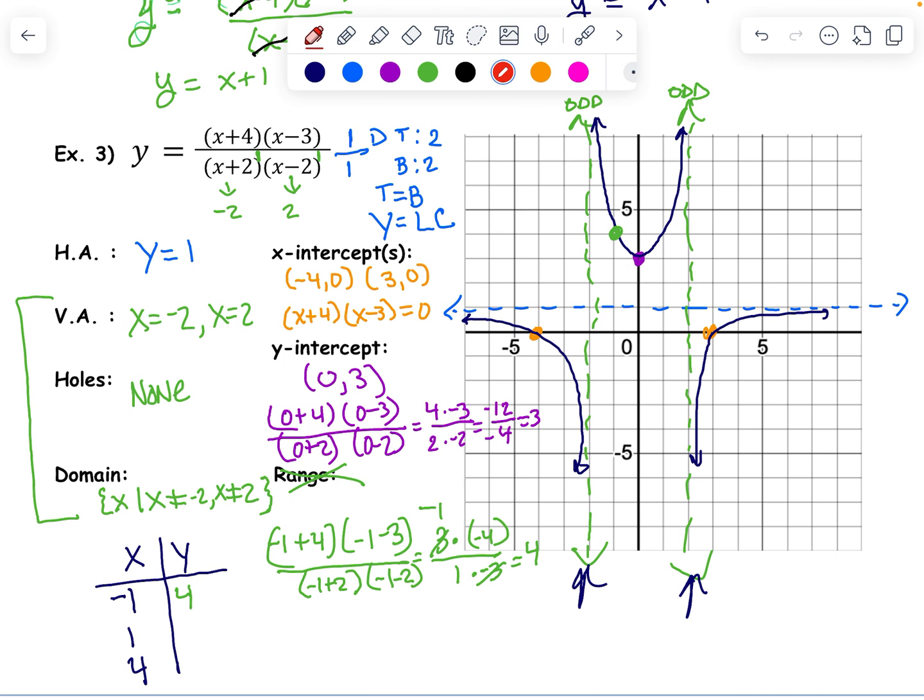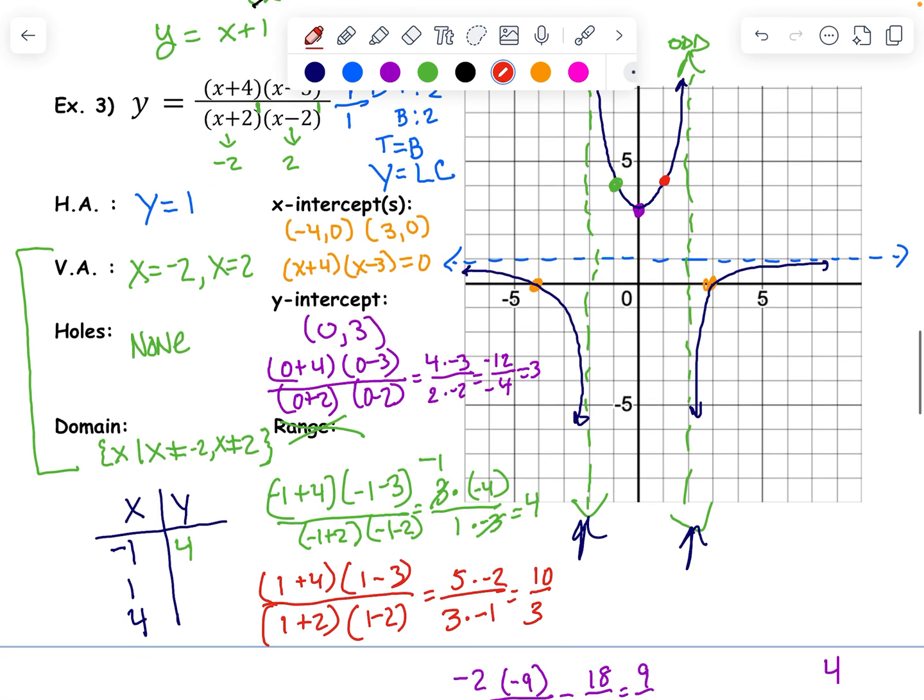And then let's do another one. Let's put a 1 in. So 1 plus 4, 1 minus 3, 1 plus 2, 1 minus 2. So we're going to get 5 times -2 over 3 times -1. So we're definitely going to have a positive, and we're going to have a positive 10 over 3, which is a little bit more than 3. So it'd be like somewhere right here. So we are very close. But even just having those points, you can see that it's going back up on both sides of that purple dot. Okay. So we can say 10/3, which is not that important.